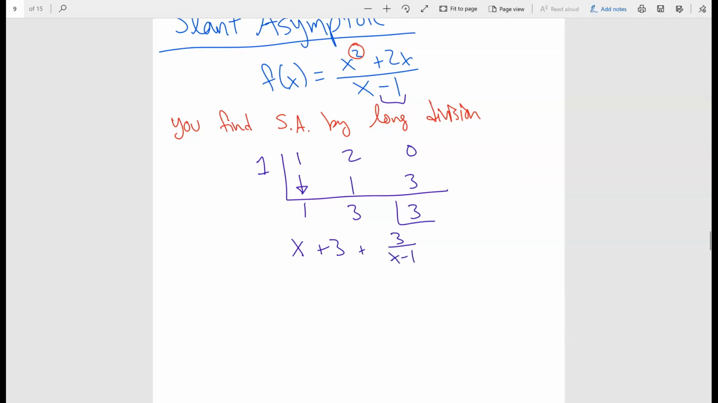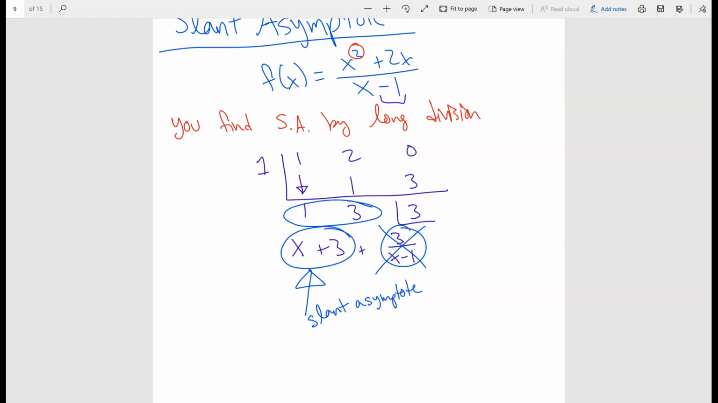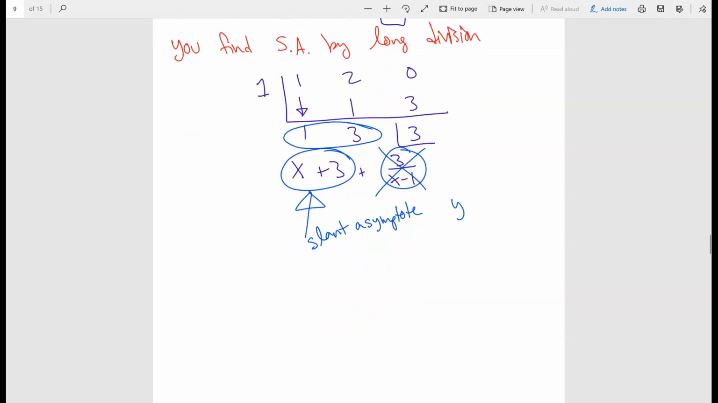This guy, we don't really care about. This guy, don't worry about it. Whatever we get left over, the quotient is our slant asymptote. That guy is a slant asymptote. So y equals x plus 3 is our slant asymptote.